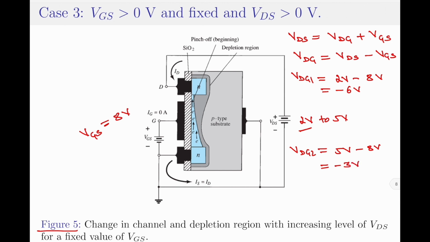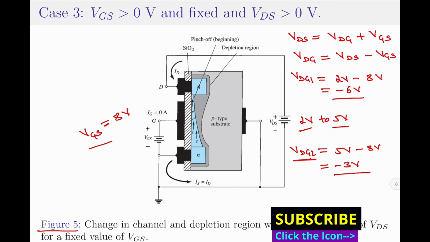So, if VGS is held fixed at some value and VDS is increased to a new value, then the drain to source voltage will increase, and at the same instant, the gate terminal will become less and less positive with respect to the drain. Please note, when VDS was 2 volt, the drain to gate was at minus 6. That means the gate was at 6 volt. When we increase the drain to source voltage to, let us say, 5 volt, now the drain to gate voltage has reduced to minus 3. So, the gate now is at plus 3 volt potential.